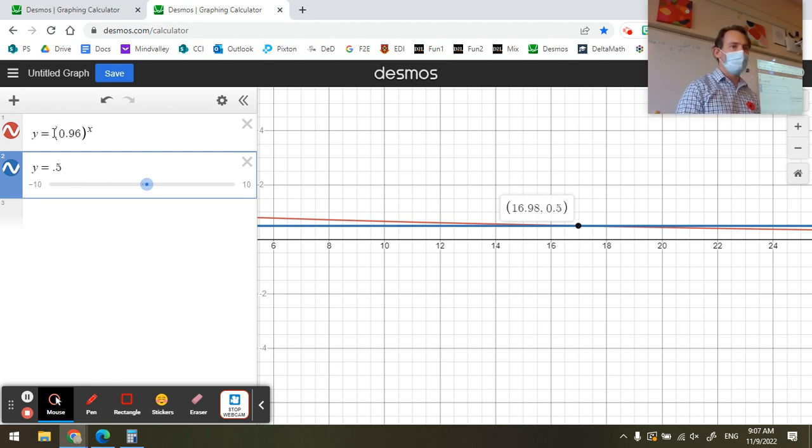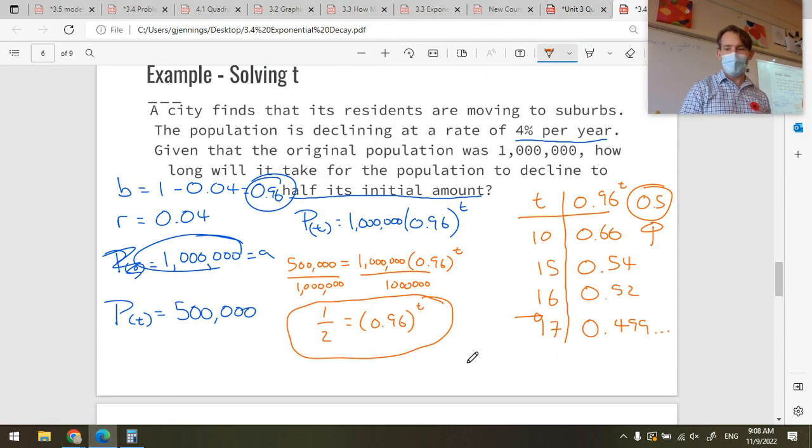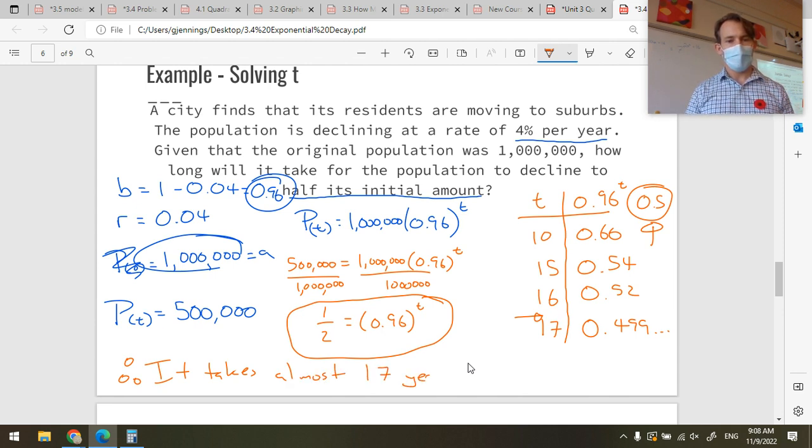Notice I don't really need to put in a million and have it be equal to 500,000. I can just put in the thing that we algebraically simplified. If I did it the other way, I just have to change the scale a little bit so I can see my solution. And it still works out. So let's go back here. So then my wording, Oscar's is fine. Oscar's is just lovely. Therefore, we might say, therefore, it takes almost 17 years for the population to be halved.